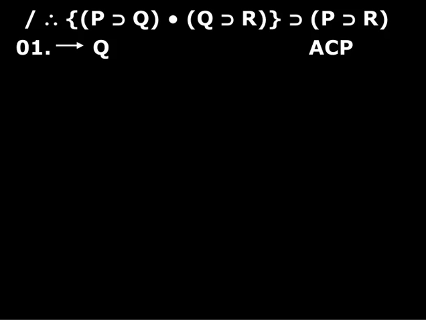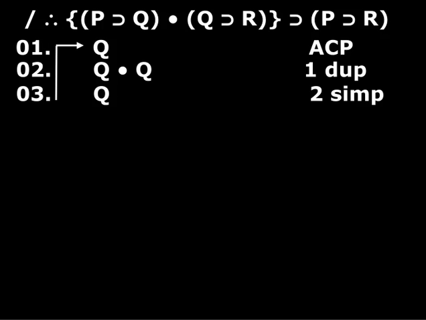I'm going to assume Q, and you'll see why in just a second, because I want to derive the conditional if Q then Q. Why do I want if Q then Q? You'll see. Assume Q, get Q and Q by duplication on 1, simplify the first conjunct, Q, and close my subproof, and then I get if Q then Q, and that's by 1 through 3 conditional proof.